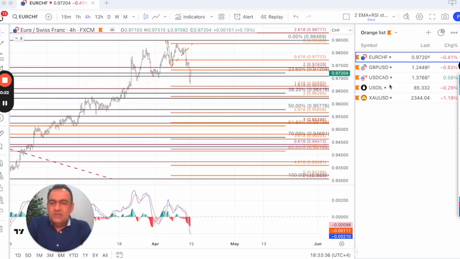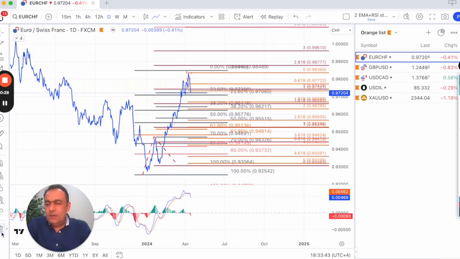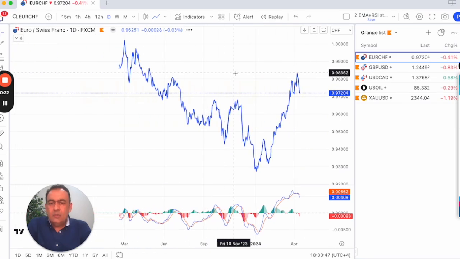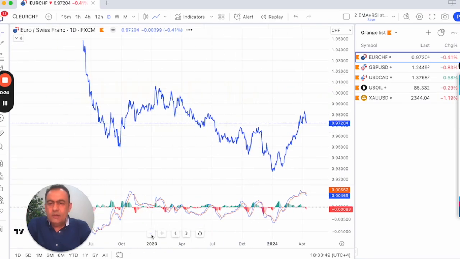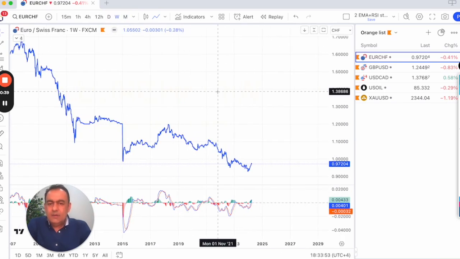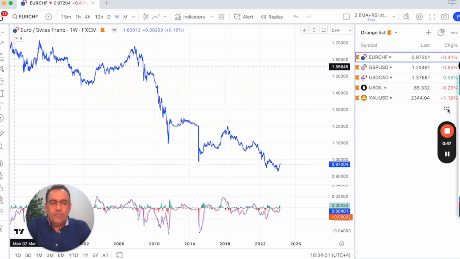So this is our first currency pair, and I'm turning my chart into a line chart, starting from the daily time frame and clearing all my existing drawings. Based on my daily chart, I'll quickly move on to weekly and let's understand what's happening on the weekly time frame for EURCHF.